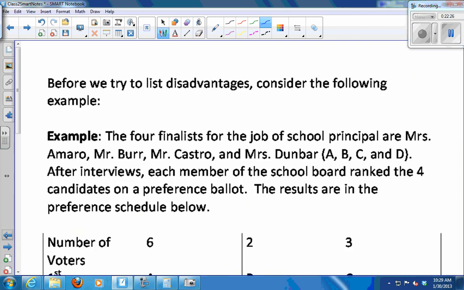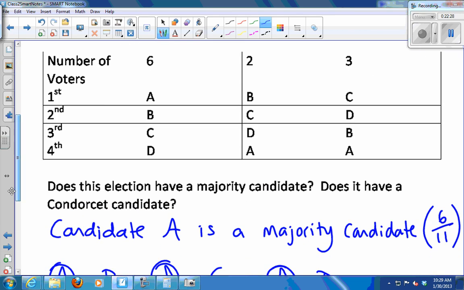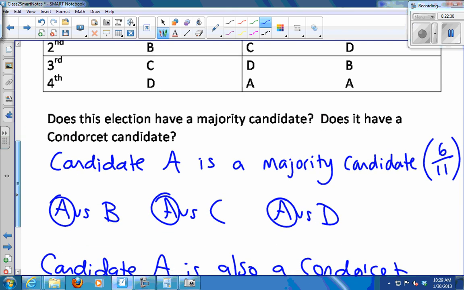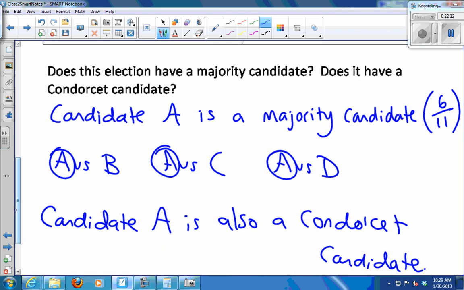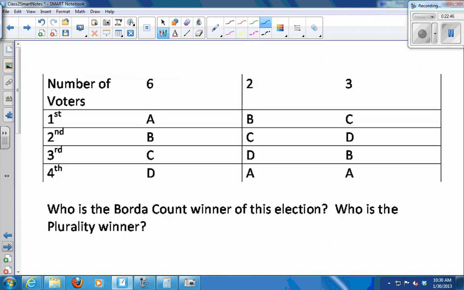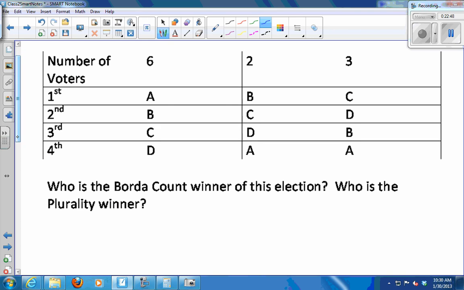So, according to our two fairness criteria, the most basic ones we have, who should be the winner of this election? A. We think that any fair method should produce A as the winner, right? Because A is a majority candidate. They win all their head-to-head matchups. So let's go ahead and figure out who wins using Borda count. I'm going to have you do this in your groups.